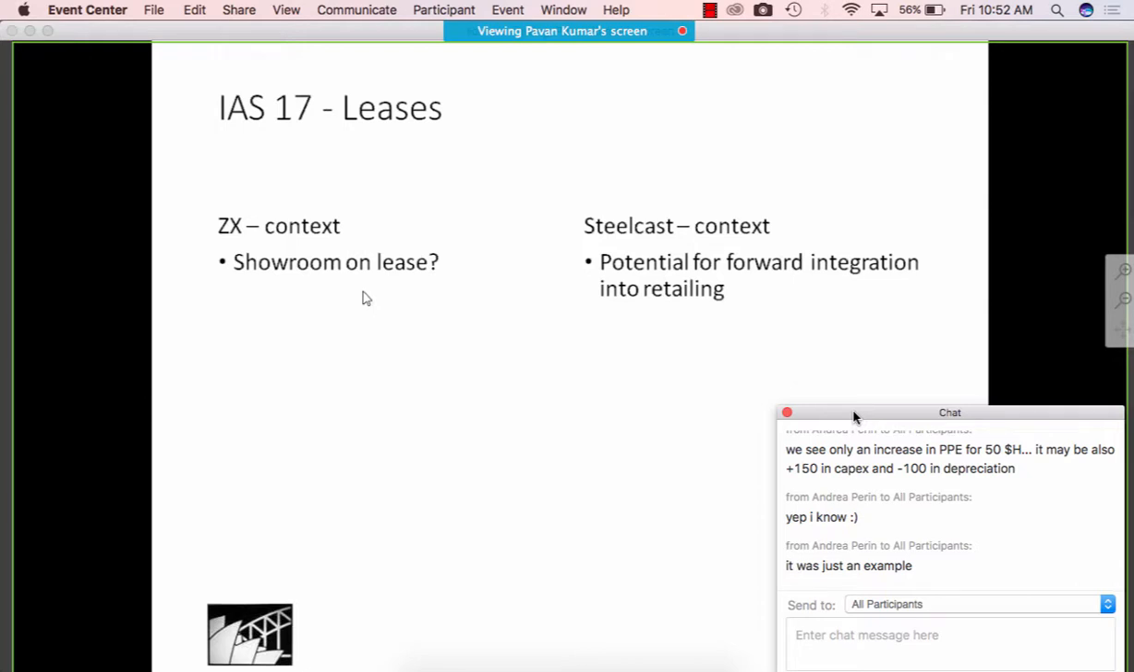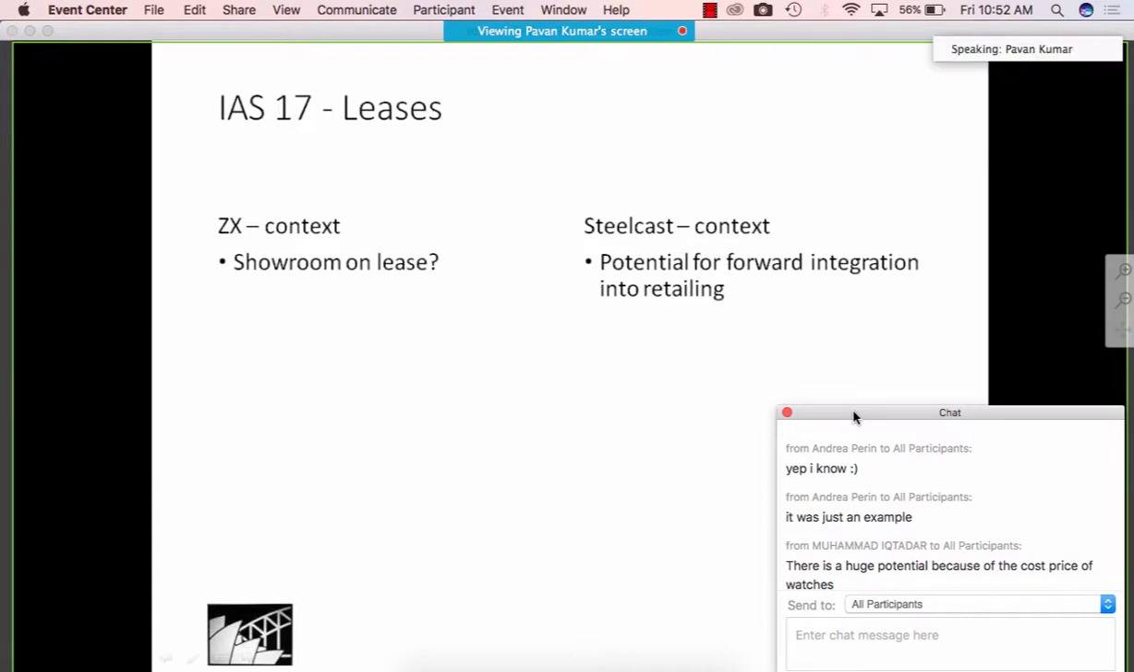Any inputs or thoughts on this one? There is a huge potential because of the cost price of watches. Correct. That's exactly why we said there is a potential for forward integration, Muhammad. And at a strategic case study level, this is how we have to think. We have to think futuristic. We have to think strategically.